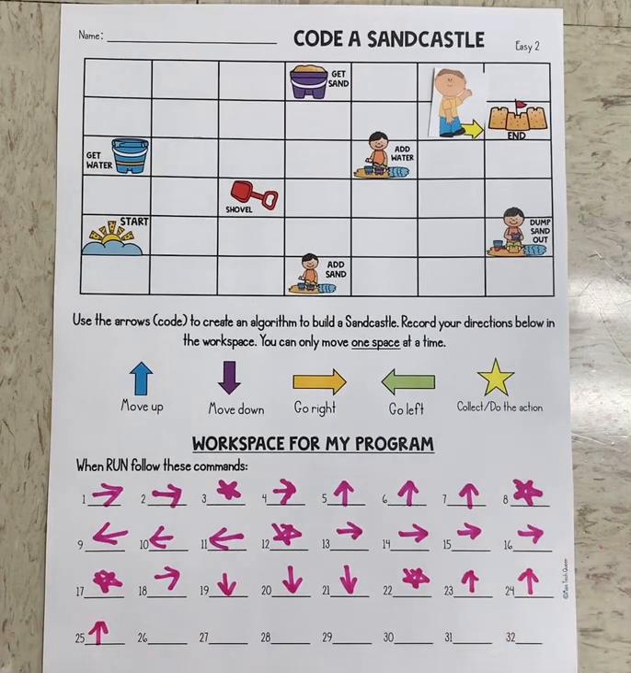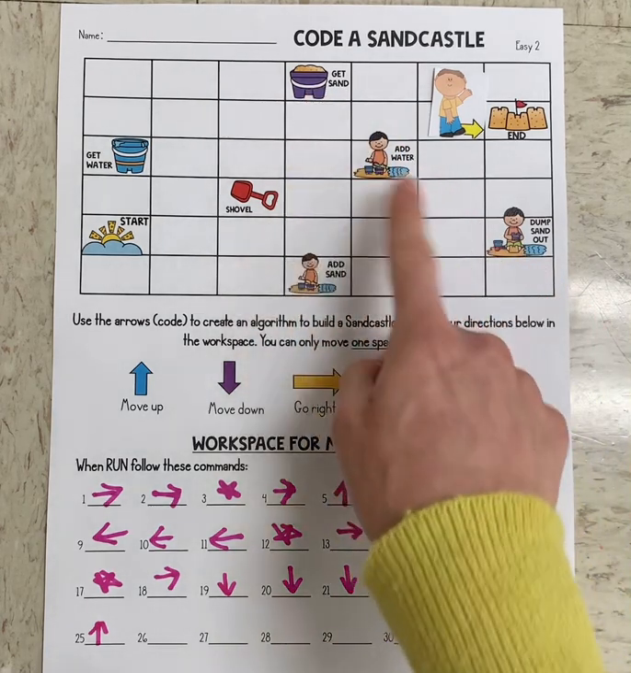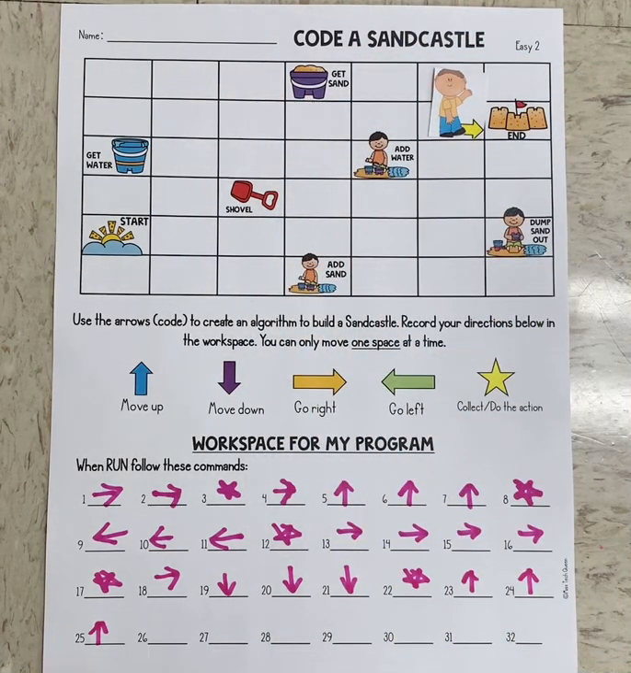Your codes might not look just like mine. You could have taken a different route. Usually there is no right or wrong with coding. You could have went a different way to get to the sand. You could have went a different way to add the water, and that's okay. So your coding sheet might look different from a friend's, and that's perfectly all right. As long as you mapped out every single specific step, a computer or a robot would know exactly what to do.